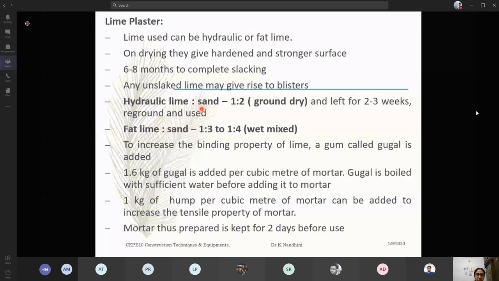Hydraulic lime to sand ratio is 1 is to 2. That is 1 part of hydraulic lime mixed with 2 parts of sand. This should be ground dry and left for 2 to 3 weeks, reground, and then you have to mix it again and then use it.